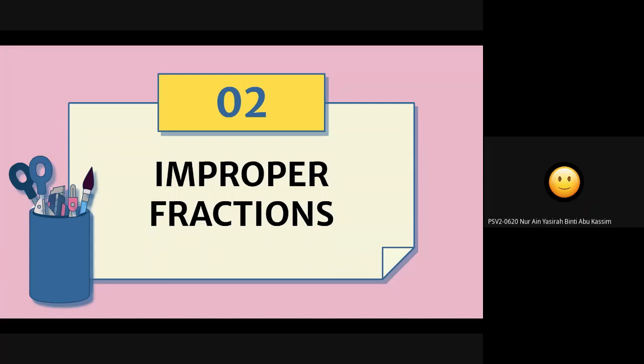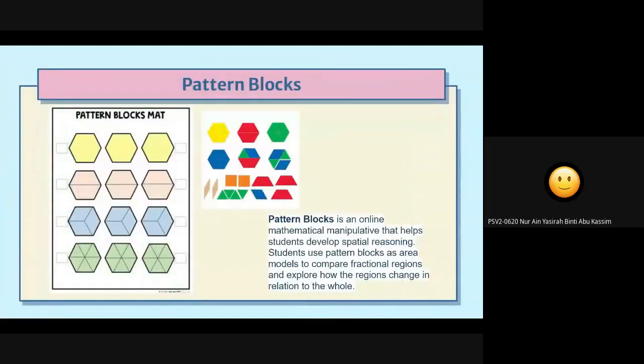Alright, next is improper fractions. Next, using manipulative, which is pattern blocks. Pattern blocks is an online mathematical manipulative that helps students develop spatial reasoning. Students use pattern blocks as area models to compare fractional regions and explore how the regions change in relation to the whole.